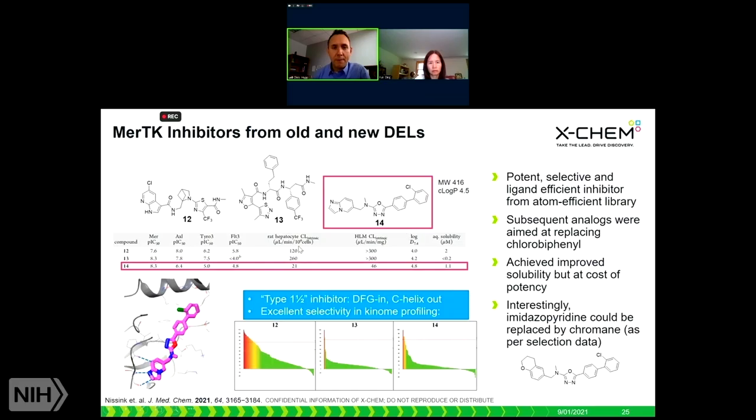Crystal structure of compound 14 in the ATP pocket is shown on the bottom left-hand side, where we have this imidazopyridine ring interacting in the hinge region of the kinase. The bottom portion of the slides looks at the selectivity. So the partner ran a kinase selectivity panel on all of these compounds. Compound 12 was the least selective, maybe not a surprise because of the very promiscuous hinge binder motif here. But both compounds 13 and 14 were quite selective.